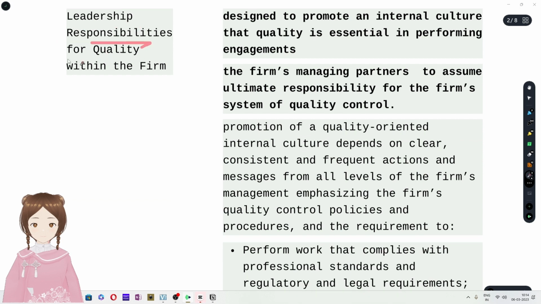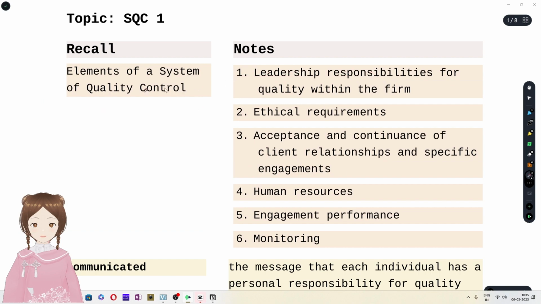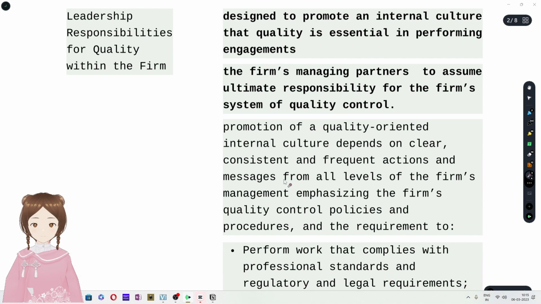Leadership responsibilities for quality within the firm. You have seen this here from the elements of a system of quality control. Whenever they ask for leadership responsibilities in detail, you could write this portion.